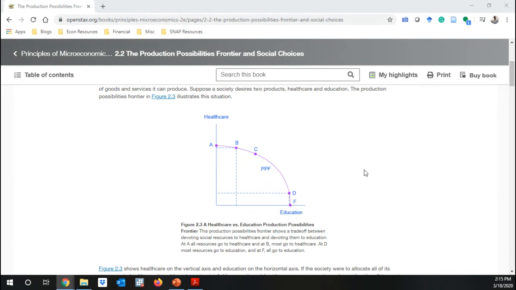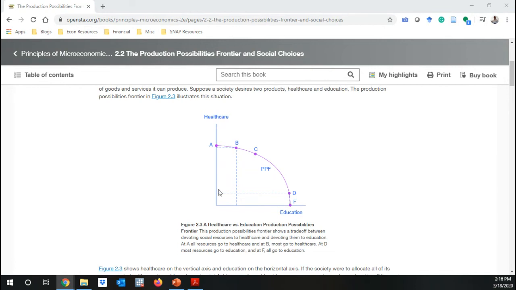One thing I want to point out with this graph, that your book will go into a lot more detail on, is this idea of diminishing marginal returns. The idea is the more resources you commit to producing a particular good, the less output those resources on the margin will produce. You can see that pretty clearly here from point A to point B.